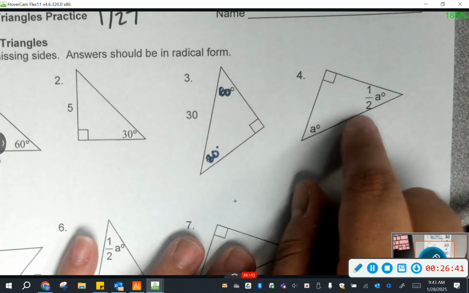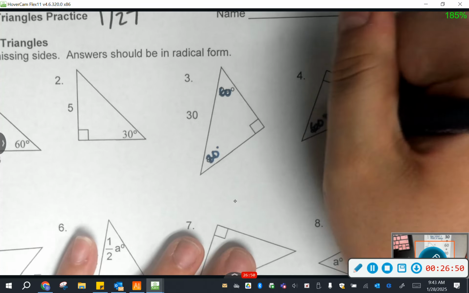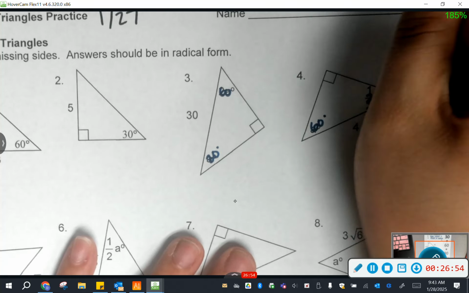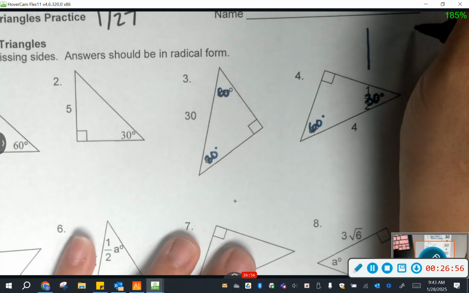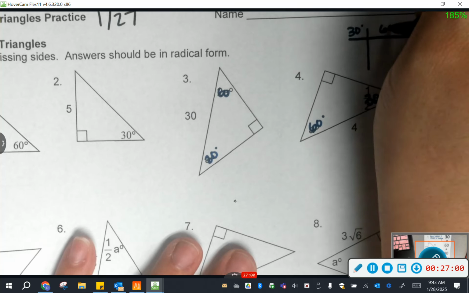I have A and half A. Which one's going to be which? A is 60 this time. What's half of 60? 30. Can everybody fix that on number 4? And then we are going to do this one together. So I'm going to draw my chart right up here.